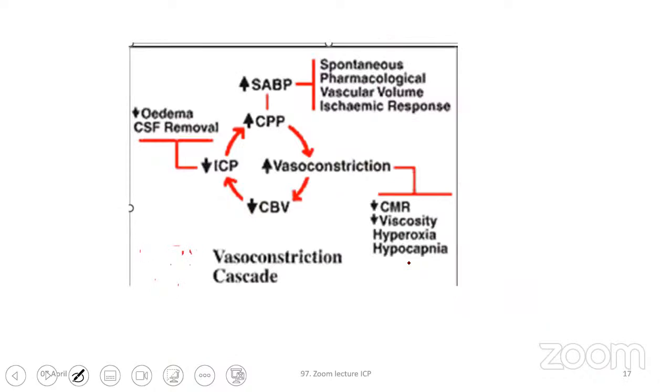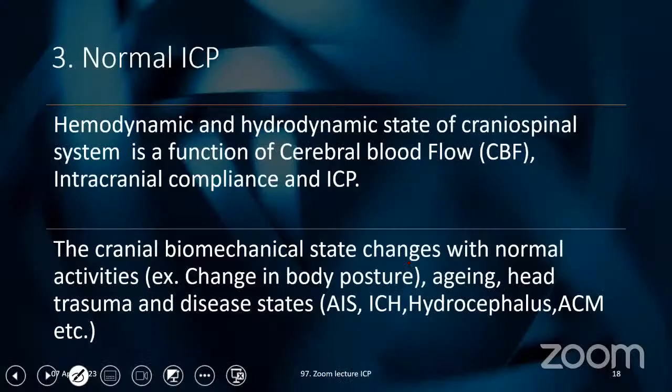Similarly, you have a vasoconstriction cascade when there is an increase in the blood pressure. So what happens if there is an increase in the blood pressure? The cerebral perfusion pressure also increases. You will have vasoconstriction, decreased cerebral volume, decreased ICP, and edema and CSF removal happens, so that the compensatory mechanisms are working properly.